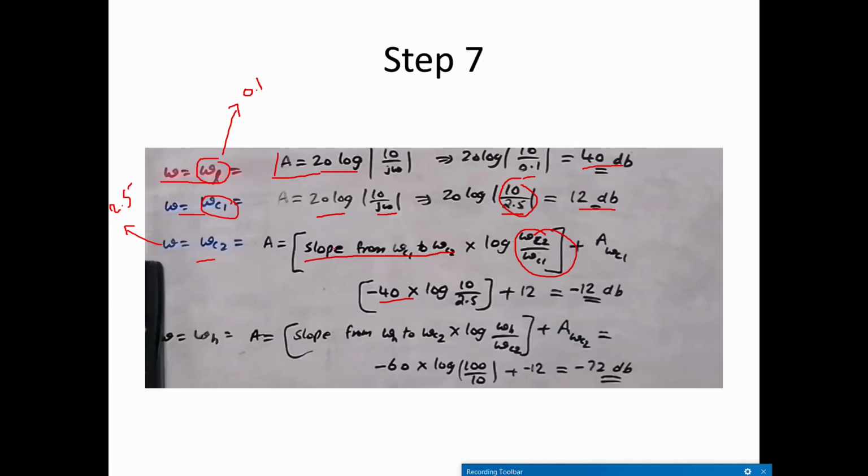So what is omega c2? It is 10 divided by 2.5, into the previous magnitude plus the previous magnitude, that is A of omega c1, that is 12. So if I do this, I will be getting minus 12 dB.